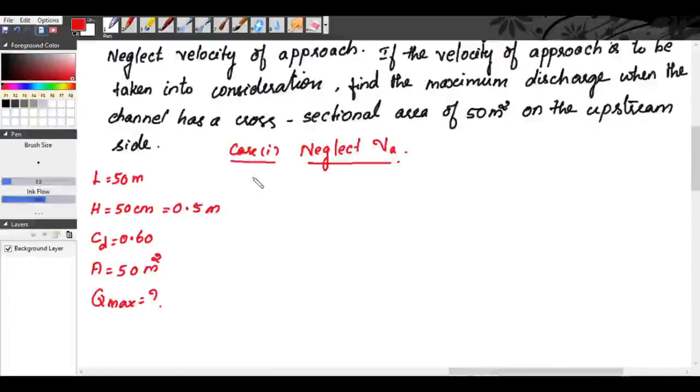So we know the formula for Q max. Q max is equal to 1.705 CD L into H raised to 3 by 2. So CD is given as 0.60, L is given as 50, H is given as 0.5. So substituting, we will get 18.084 meter cube per second.